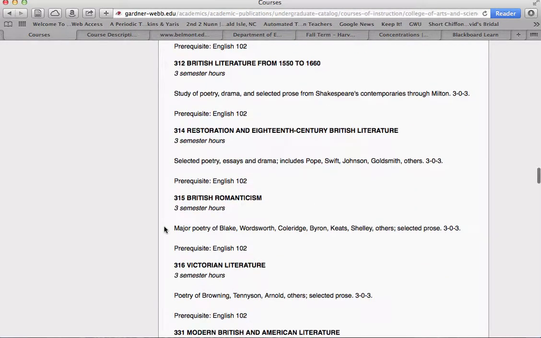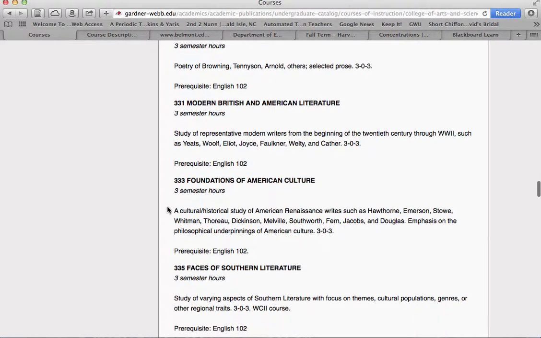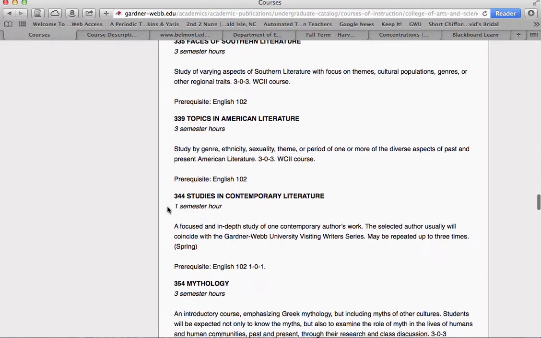So I'm scrolling through this quickly, so of course this might be a place where you want to pause and open up your own page and look through these more carefully.